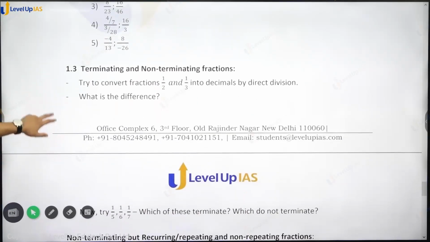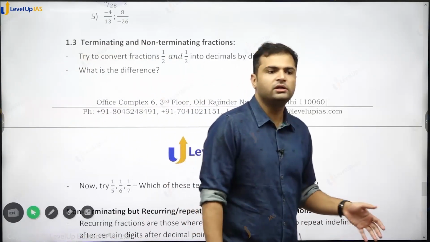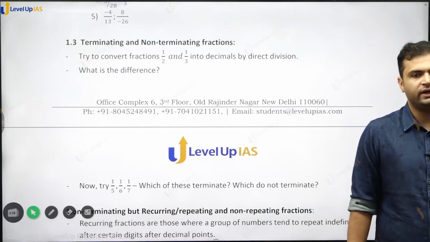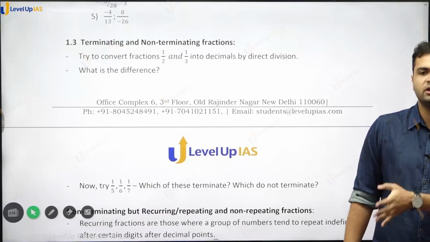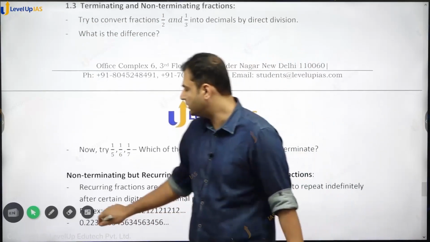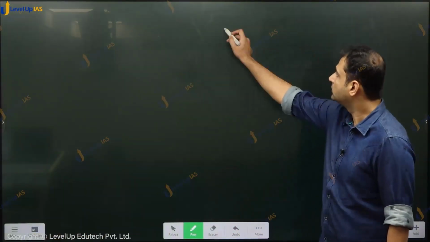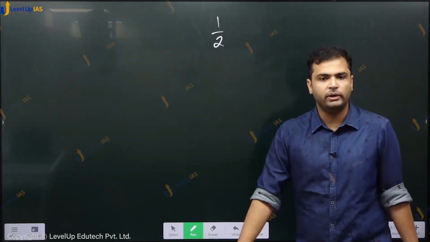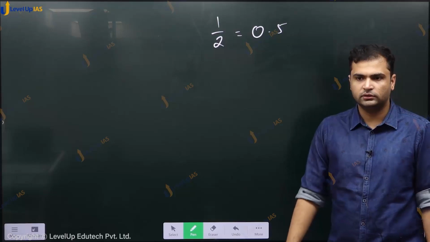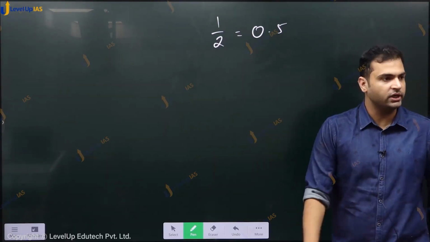Then we talked about terminating and non-terminating fraction. These are nothing but when we try to convert this fraction into decimal, do they terminate or do they have a finite number of digits after decimal point, or infinitely many. So we tried to divide 1 by 2. It was nothing but 0.5. So it was a terminating fraction. It ended after the five, it terminated.